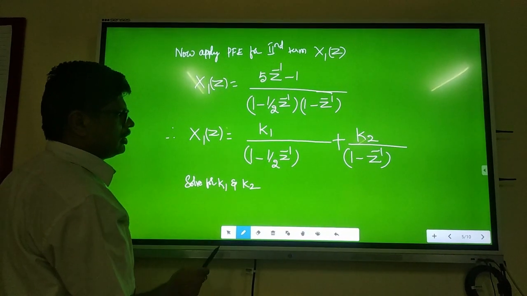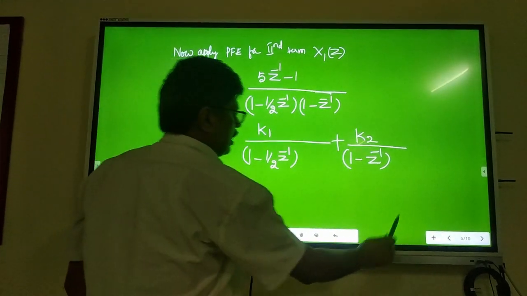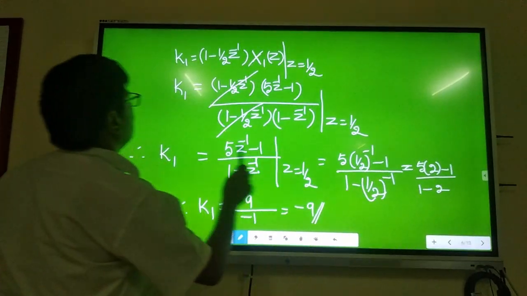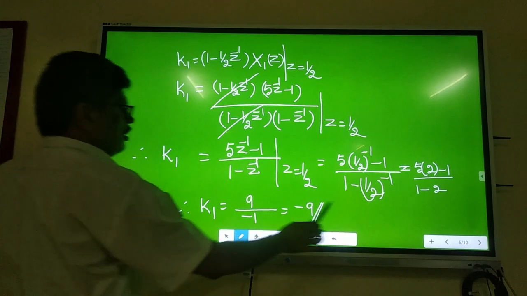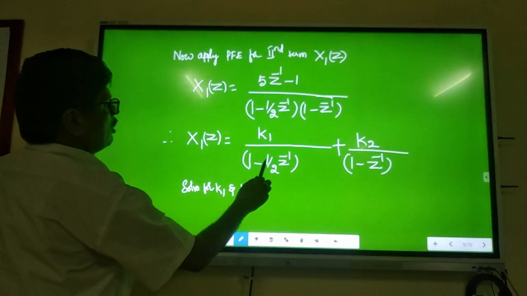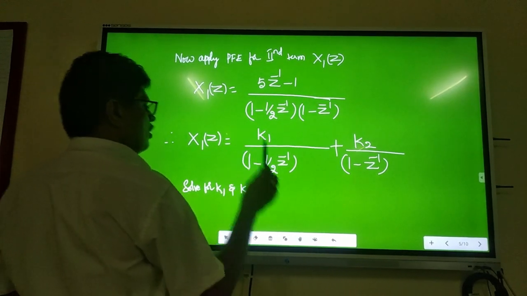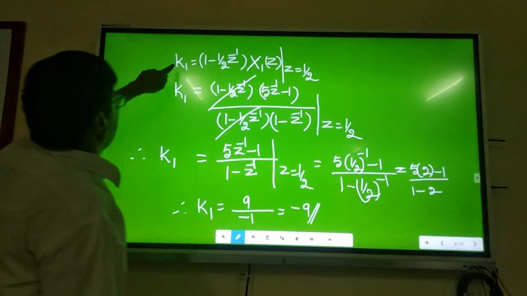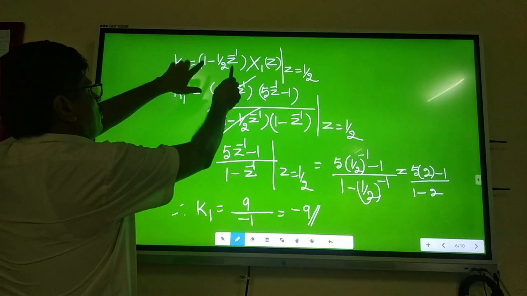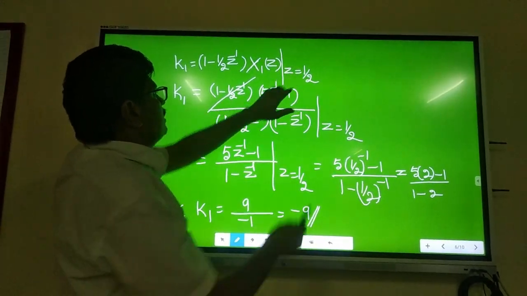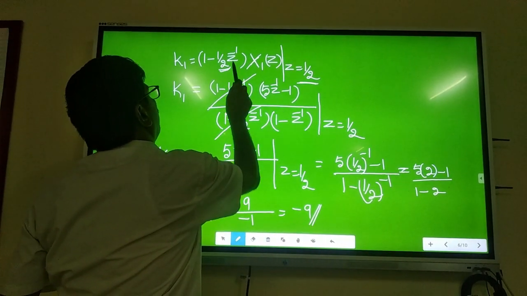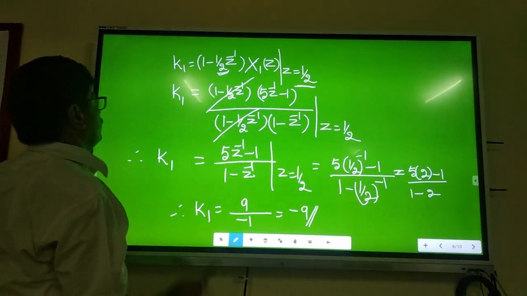Therefore, solve for k1 and k2 like as usual. First k1, neglect k2. k1 is equal to (1 minus 1 by 2 z inverse) into X1(z) at z is equal to 1 by 2. That's what I am writing. See this, k1 is equal to (1 minus 1 by 2 z inverse) X1(z) at z is equal to 1 by 2.